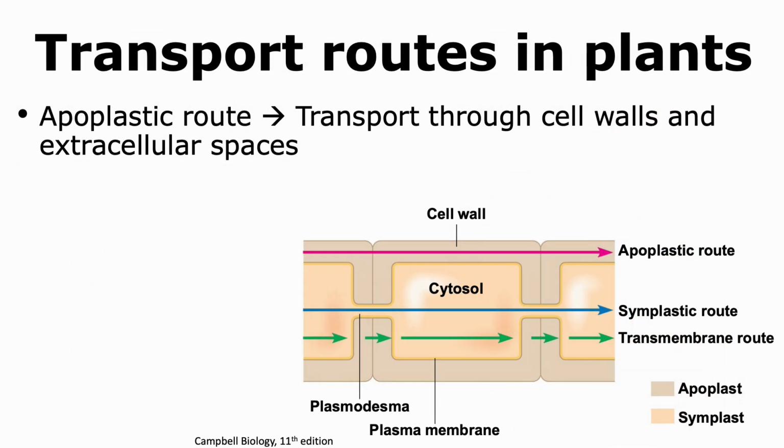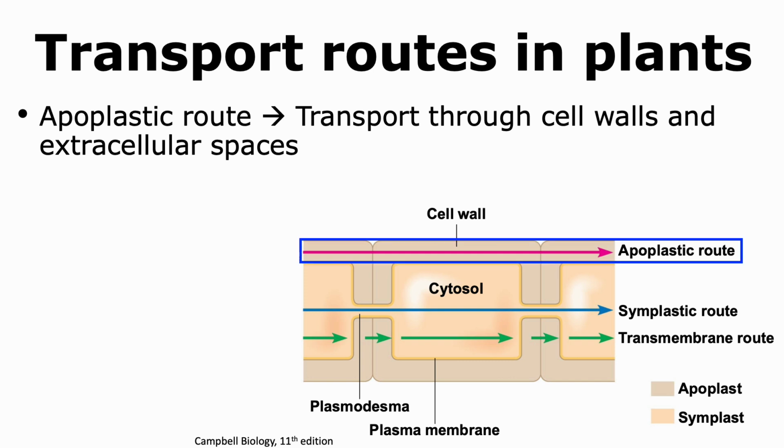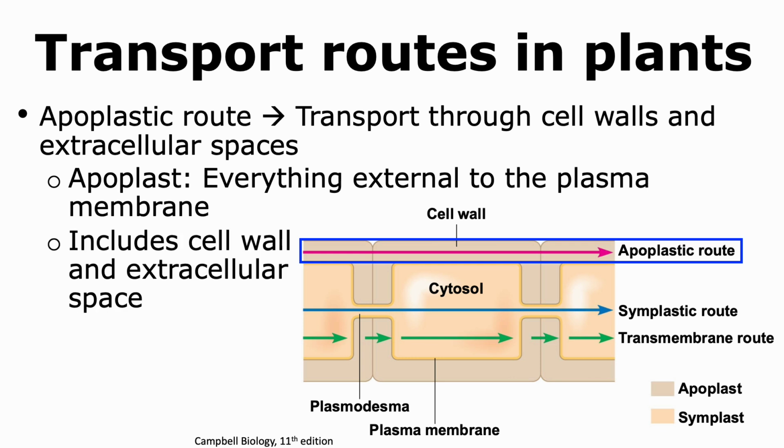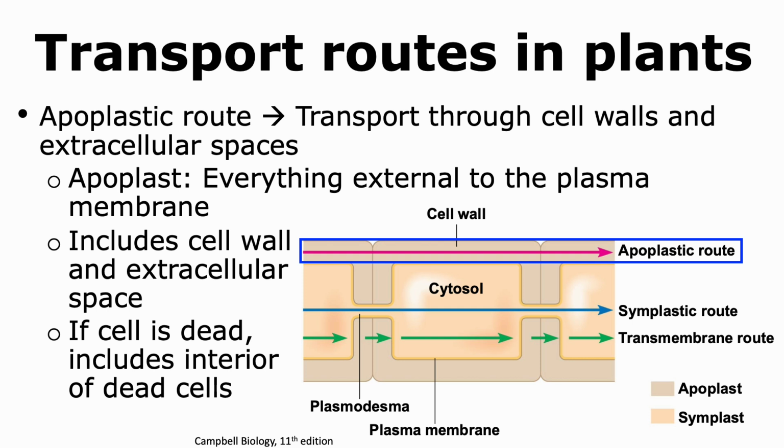Plants have different routes to transport substances from one cell to another cell. The apoplastic route is where the substances are transported through the cell walls and extracellular spaces of the plant cells. In fact, apoplast means everything that's external to the plasma membrane. Thus, it includes the cell wall and extracellular space. However, in case the cell is dead, the apoplast also includes the interior of dead cells.